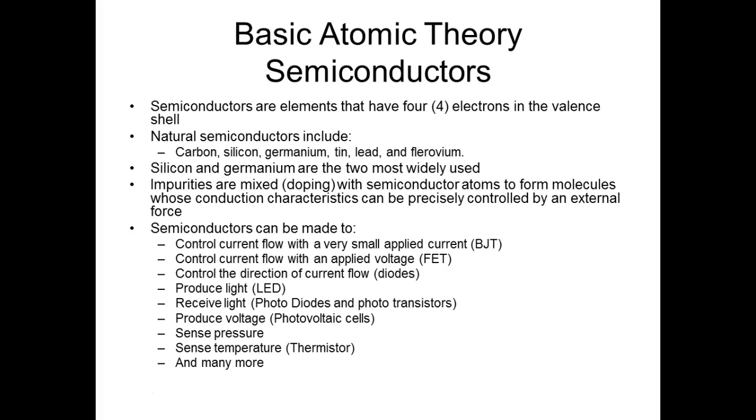We can use these to produce a voltage. These are photovoltaic cells. Most people call these solar cells. These are what we can buy to charge batteries up and all kinds of stuff. We can make them sense pressure. We can make them sense temperature. So just by doping this semiconductor, we can use these. This is electronics. Semiconductor is electronics, because look at all the different things we can do. And then at the bottom, we got "and more." These are just some that y'all are familiar with.